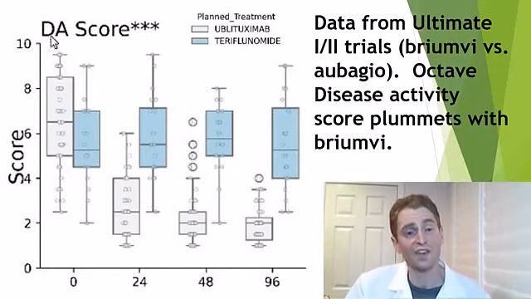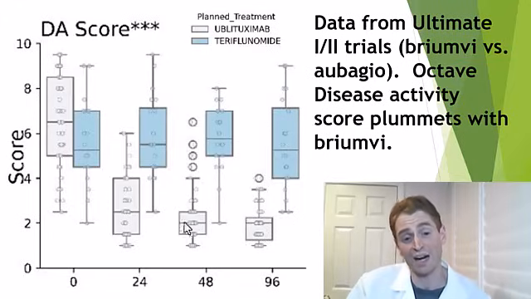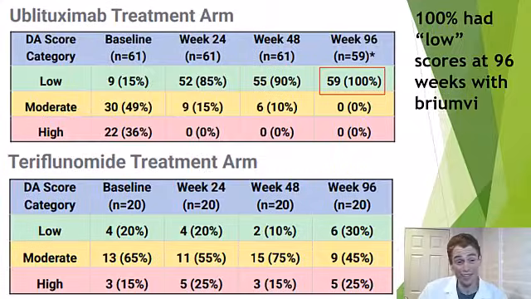Here's the data on the overall score for the Octave panel, and you can see at the beginning of the study, week 0, they were about the same, but very quickly the score in people getting Briumvi, the white, plummets, and it's very low with a huge and statistically significant difference by even week 24, but more so by week 48 and 96. In fact, when you look at the data, it's quite striking.